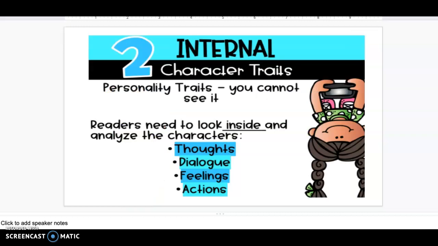Internal are personality traits that you cannot see. Readers need to look inside and analyze the characters. So you're thinking about their thoughts, their dialogue, their feelings, and their actions. Think of that fast chart that we would do during reading.